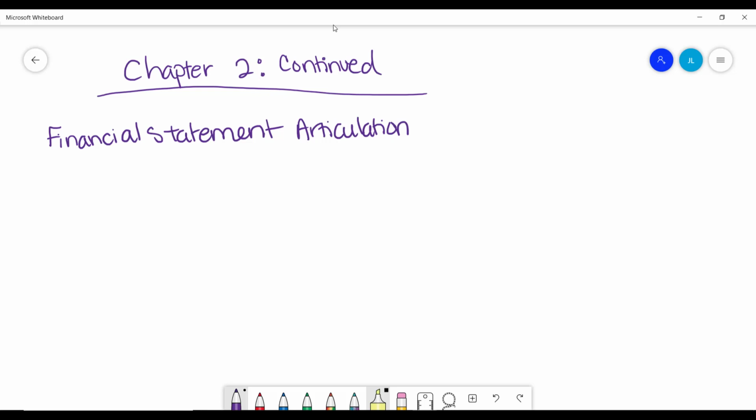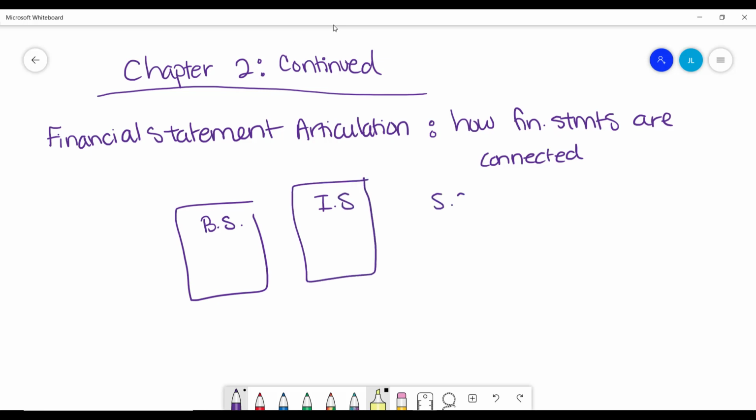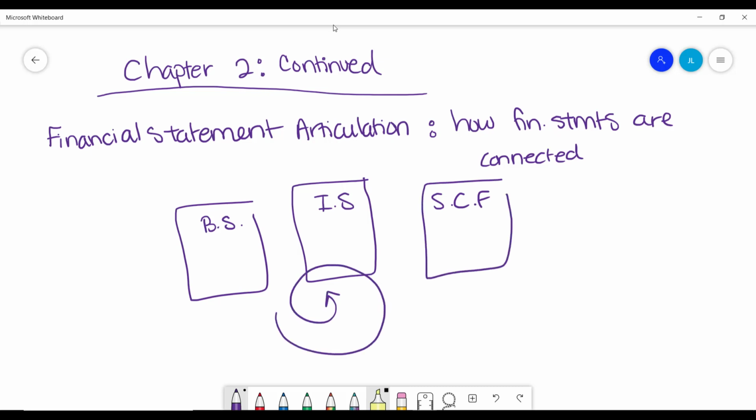But when it comes to accounting, when we're talking about articulation, articulation has a different definition and different connotation. When we're talking about financial statement articulation, we're talking about how all of those financial statements are connected, okay? So it's basically how the financial statements are connected. Our balance sheet, our income statement, and the statement of cash flows, all of these are connected with one another. Okay? What would be an example of that?